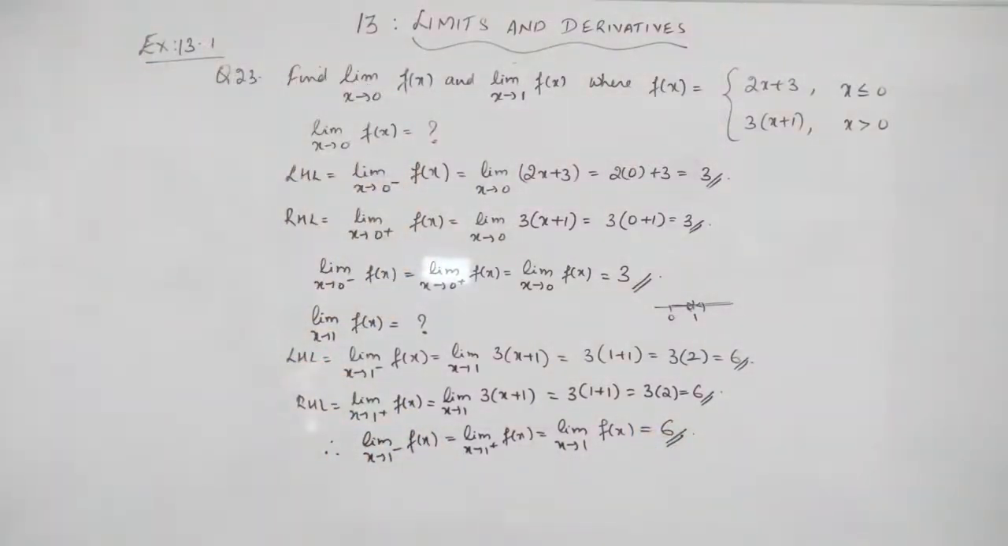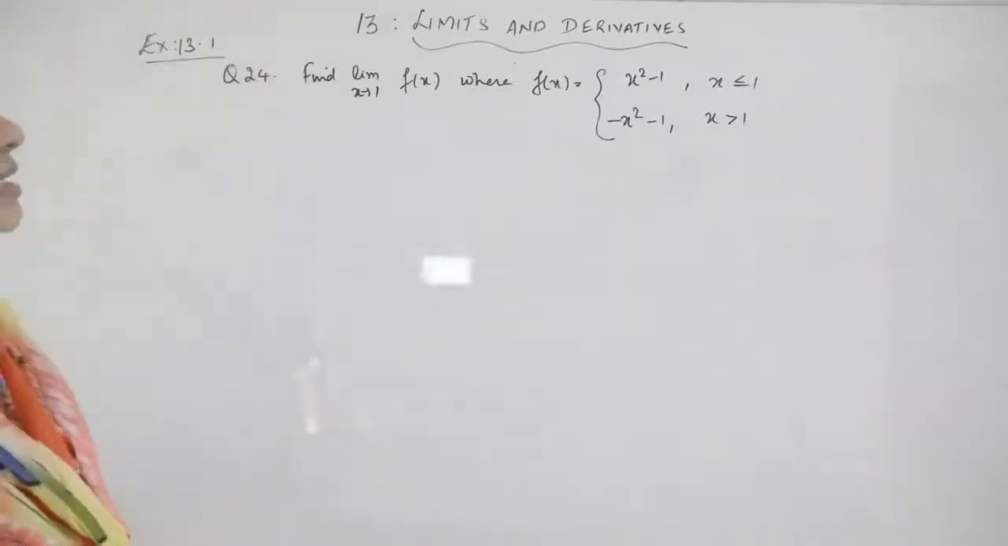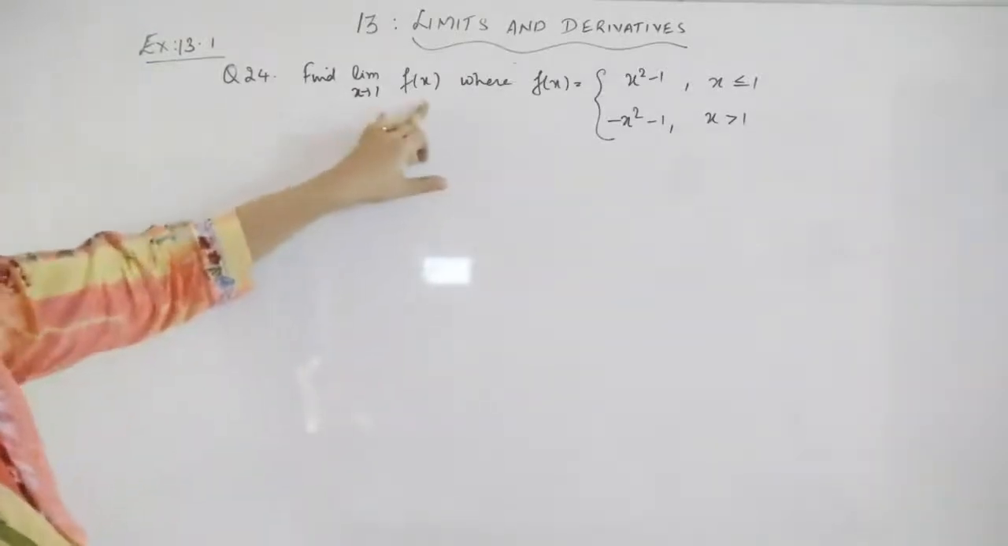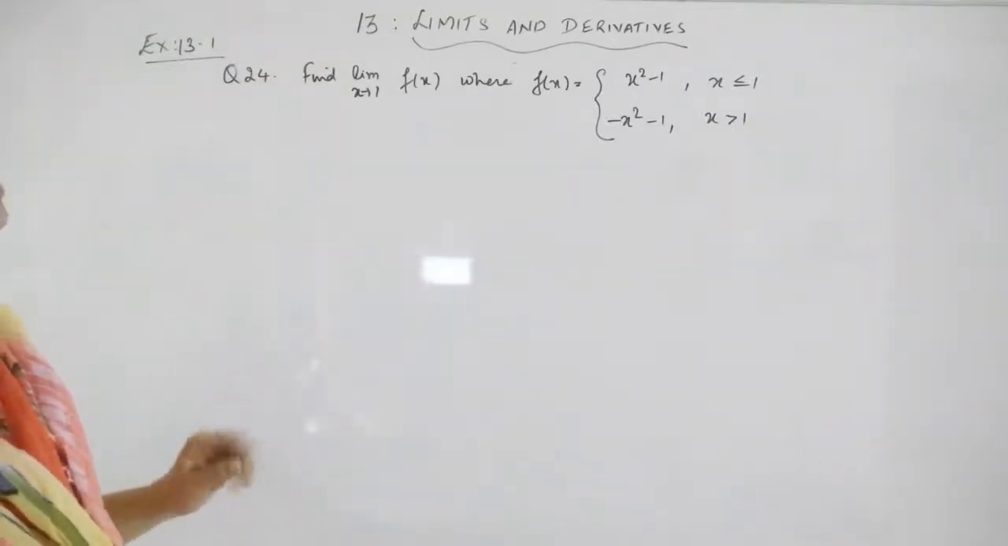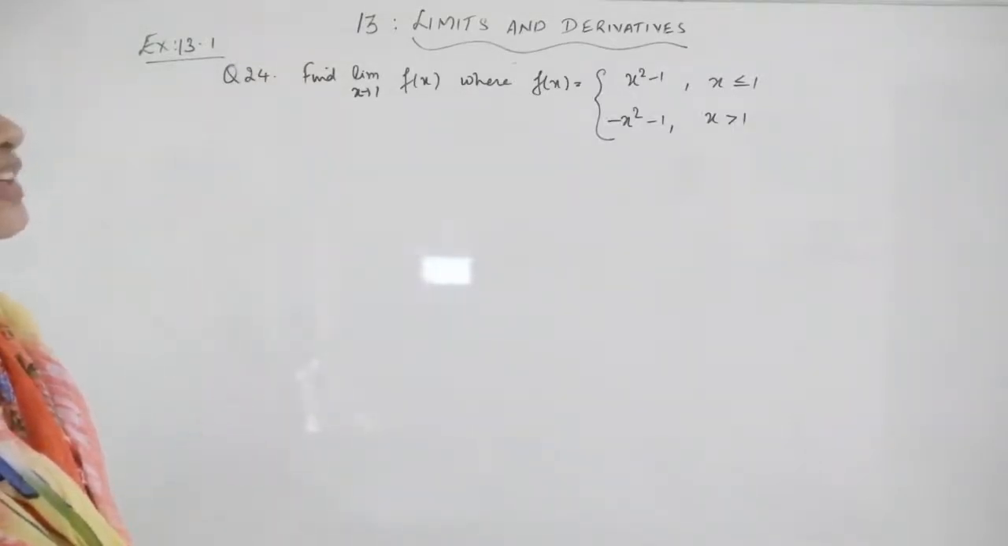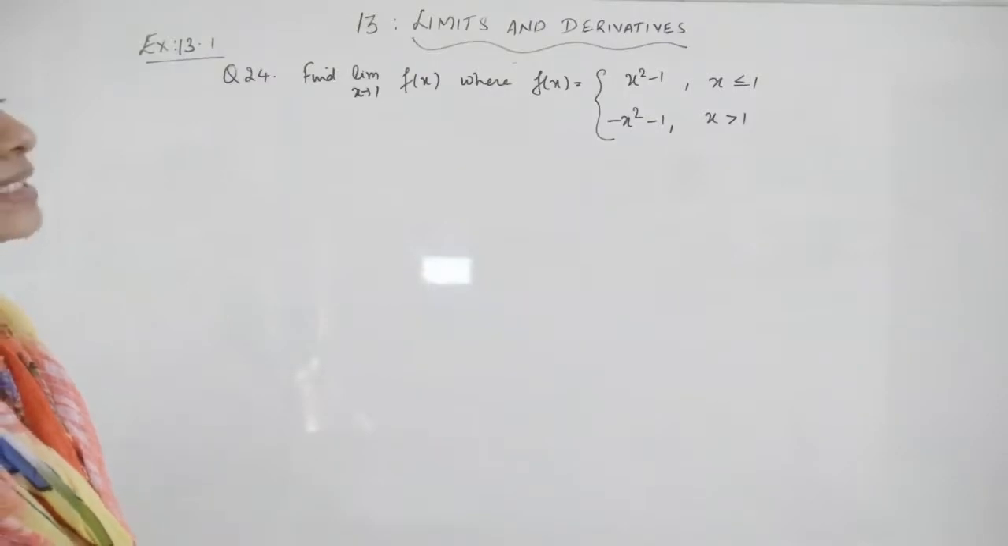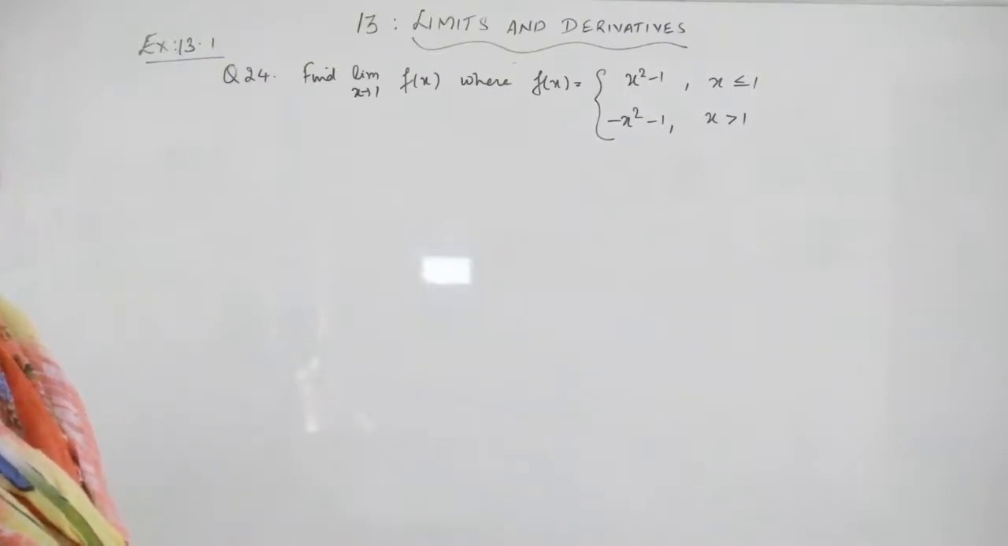Now question number 24: limit x tends to 1 f of x you have to find, where the function is again given with two values. You have x square minus 1 when x is less than or equal to 1, and minus x square minus 1 when x is greater than 1.